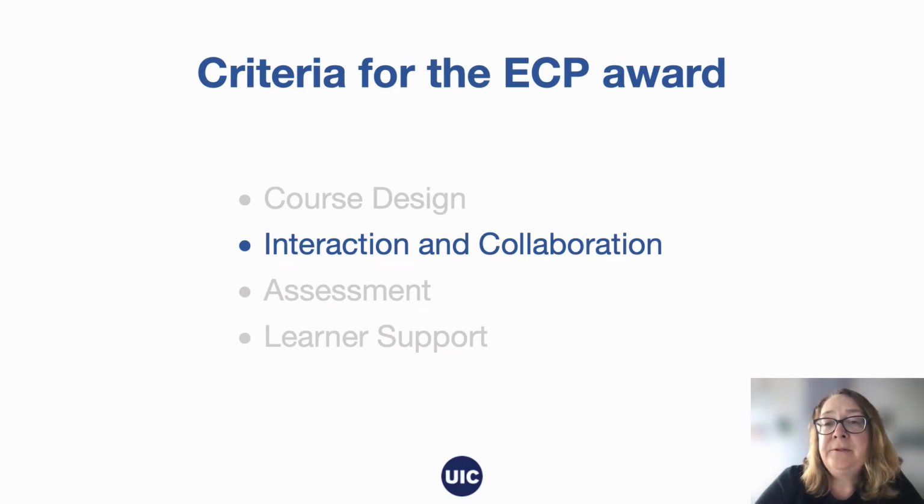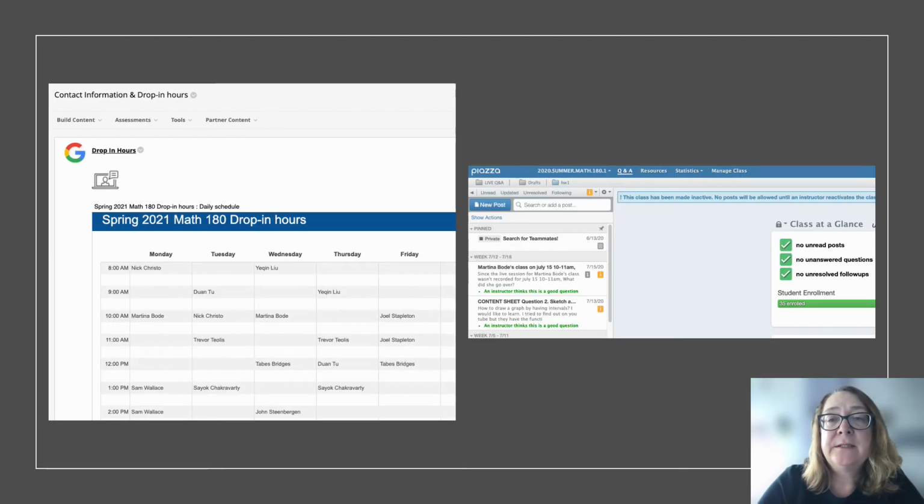The second criterion for the Exemplary Course Award is interaction and collaboration. Students have multiple ways to ask questions. We have a Piazza site functioning as discussion board that is linked to Blackboard and monitored by all instructors and teaching assistants. We offer online office hours in the Blackboard Collaborate course room and in-person hours in the Math and Science Learning Center on campus.